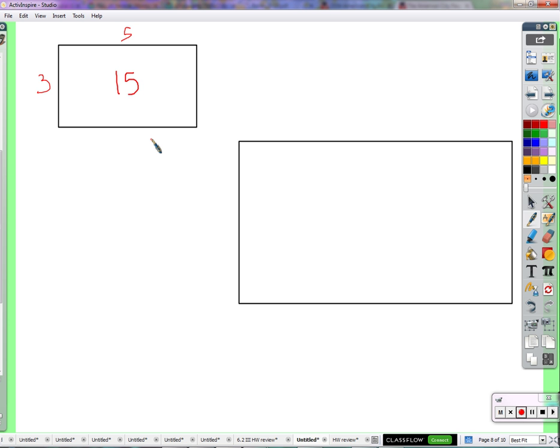There's something about, like, we need to count up 15 of something. Just reminding us what area is. What is there 15 of inside this rectangle? Squares. 15 squares, right? Three rows, 5 columns, 15 squares.